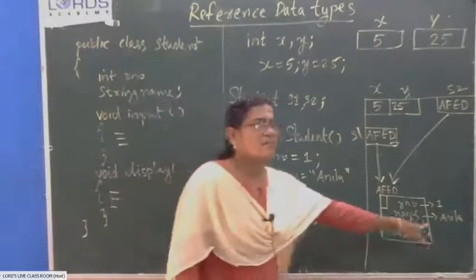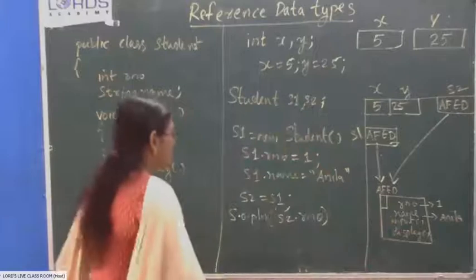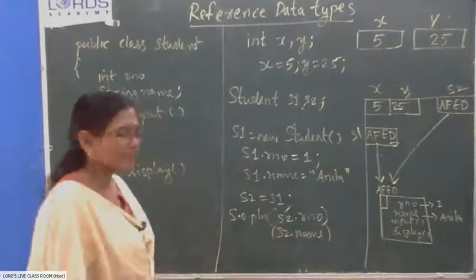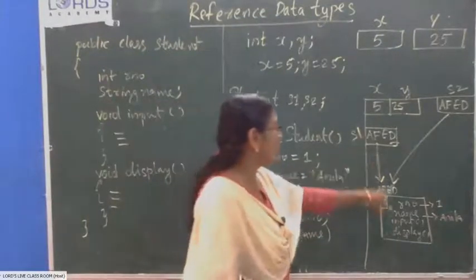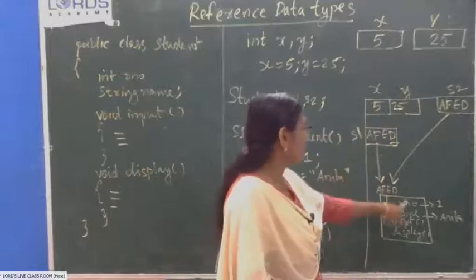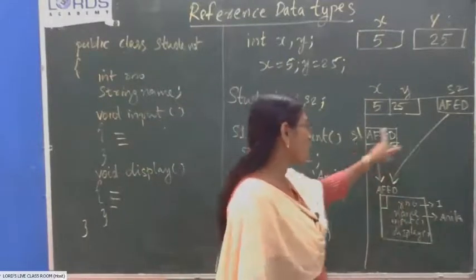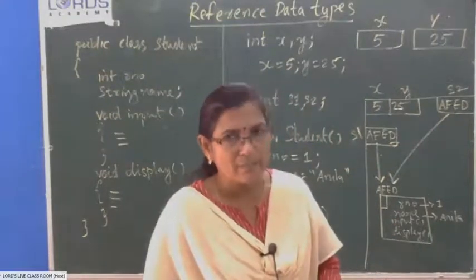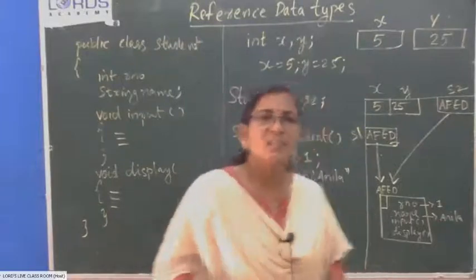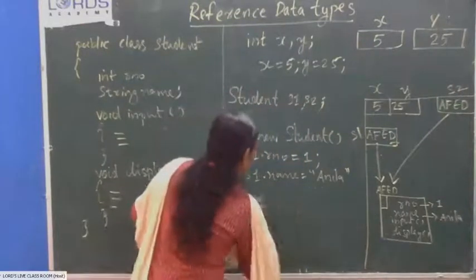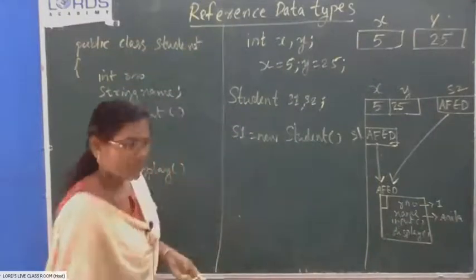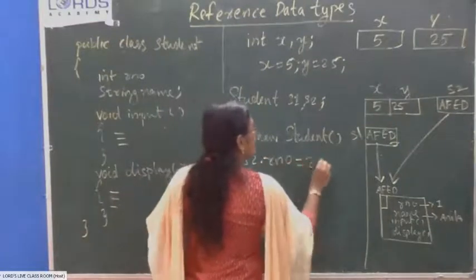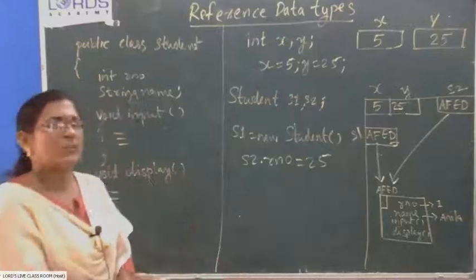S2 dot name, same name, Anila will be displayed on the screen, isn't it? S1 dot name, Anila will be displayed. S1 dot R number, 1 will be displayed. So both of these variables are pointing to the same object. Am I right? Both of those pointer variables are pointing to the same object. In such a case, look at this assignment statement. S2 dot R number equal to 25.